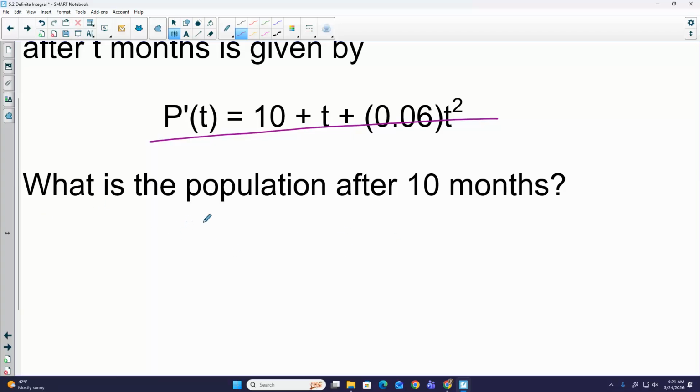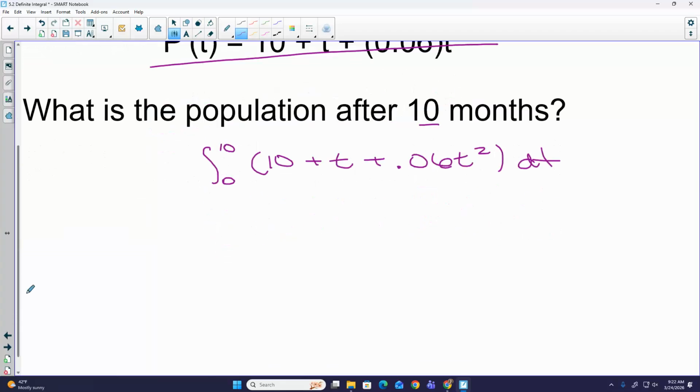So we need to find, this is the rate. If you do the antiderivative of rate, you get the amount that our population grew. T is a number of months, so if I want 10, after 10 months, where should my integral start and stop? 0 to 10. And this would be dt, since t is my variable.